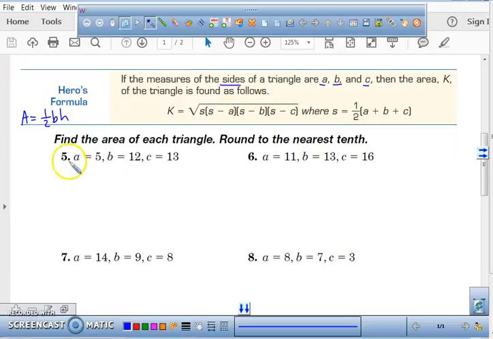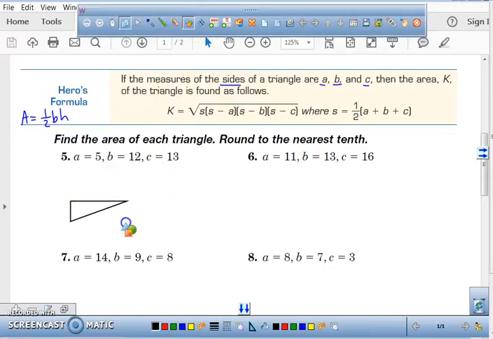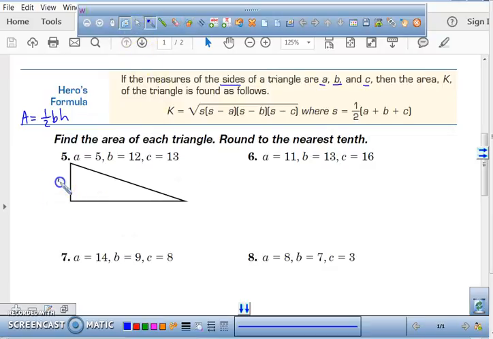Number 5 is actually a right triangle. It's a 5, 12, 13, a Pythagorean triple. So actually, just so you know, this is probably what it would look like. I'm going to call this a 5, call this the 12, call this the 13. So you wouldn't even have to use this formula to find the area, but I want to show you that you get the exact same number.